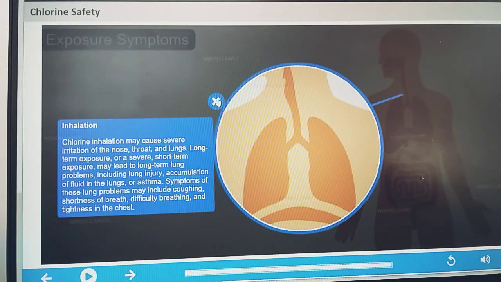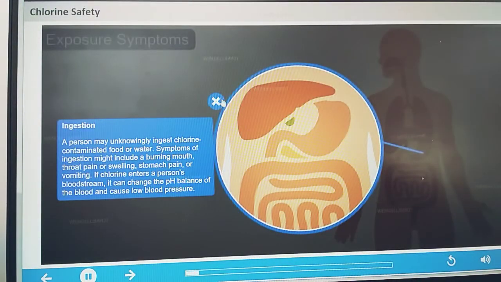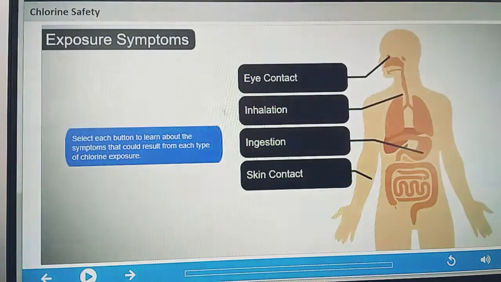A person may unknowingly ingest chlorine-contaminated food or water. Symptoms of ingestion might include a burning mouth, throat pain or swelling, stomach pain, or vomiting. If chlorine enters a person's bloodstream, it can change the pH balance of the blood and cause low blood pressure.